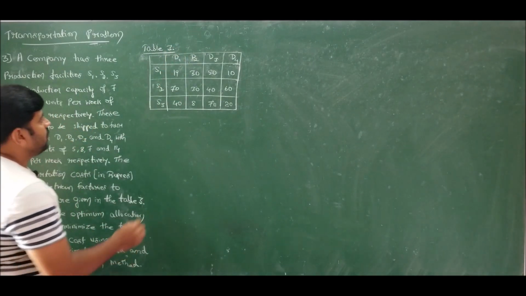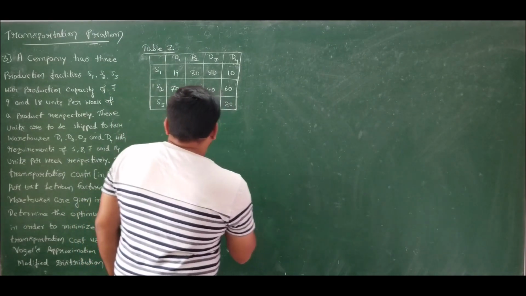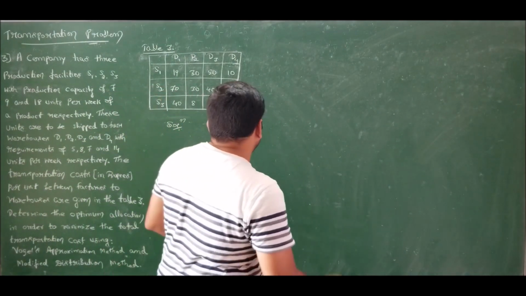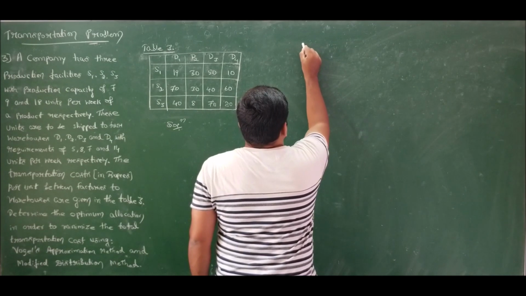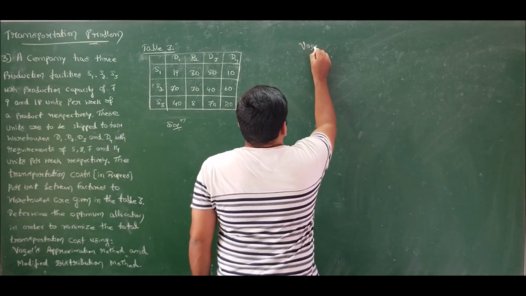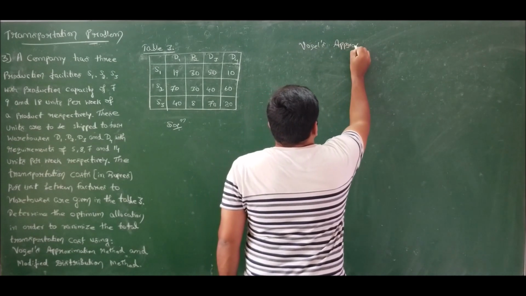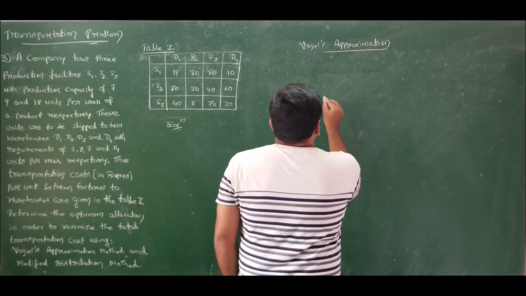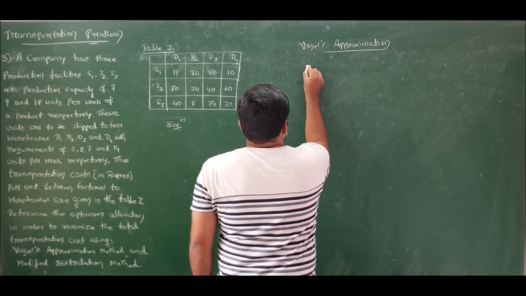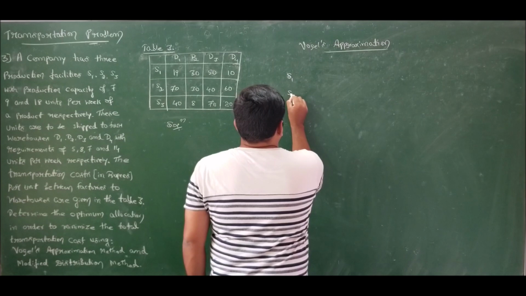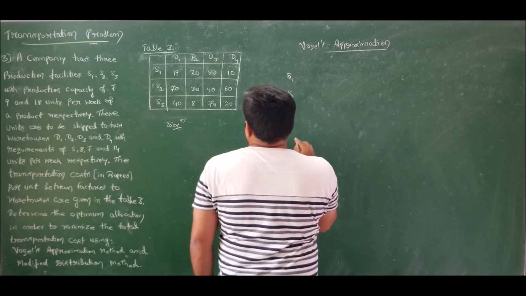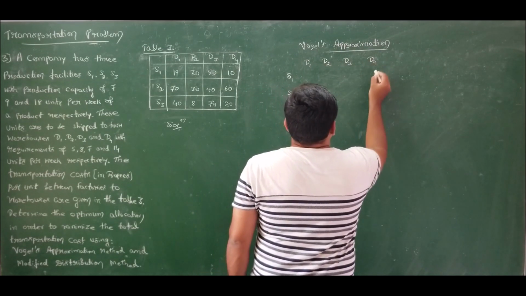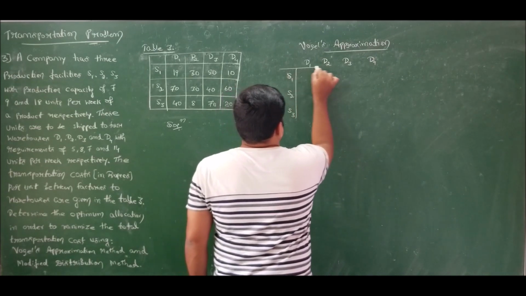Next, moving to the solution, since we are solving for the basic feasible solution using Vogel's approximation method, which is also called the penalty method, according to the penalty method we have the cost matrix as S1, S2, S3, and we have the demands as D1, D2, D3, D4. Now let me write the matrix.